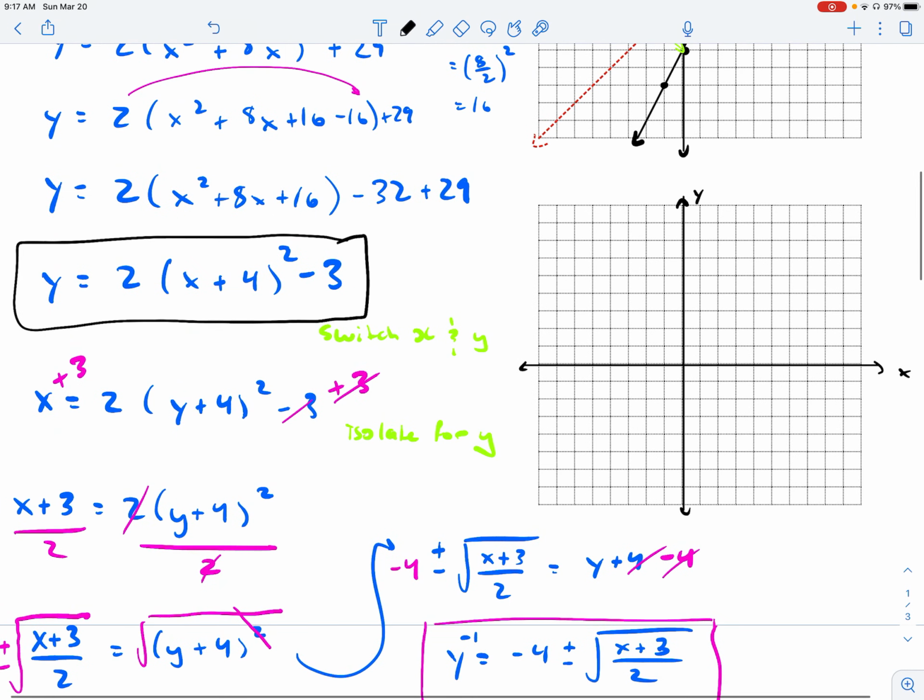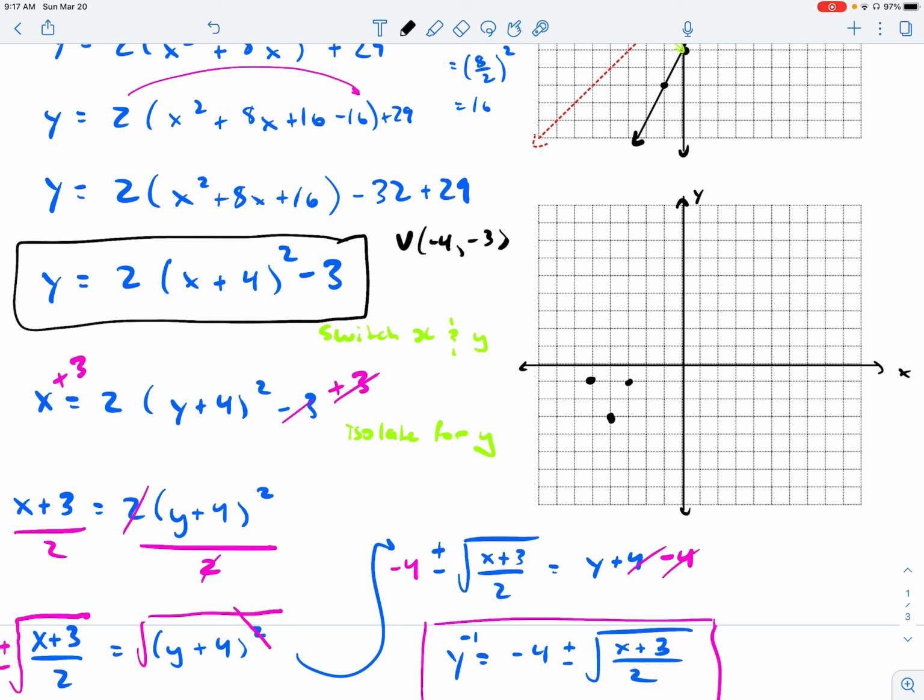Okay, the vertex is negative 4, negative 3. So negative 4, negative 3 is right here. I also see that it's stretched by a factor of 2. So instead of doing my next points like 1 over and 1 up, like a normal quadratic, if it's stretched by 2, I can go over 1, up 2. So I know my next point is right here.